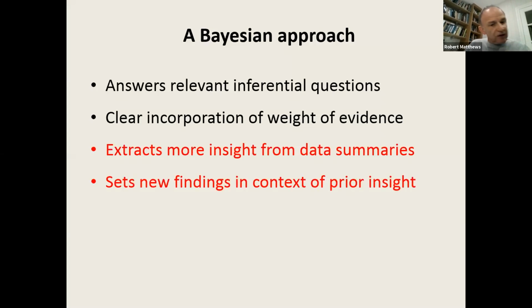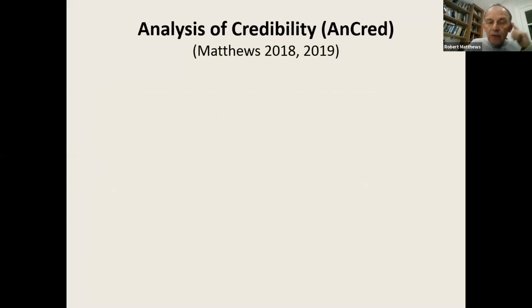So it's those last two values that I'm going to be particularly picking up on in explaining a framework that I've been working on over the last several years to try and develop a pragmatic way forward for working researchers. It's called the analysis of credibility, or ANCRED for short. There are a number of papers I've written on it, so I'll reference those at the end.